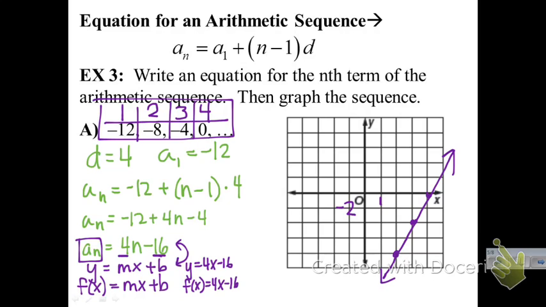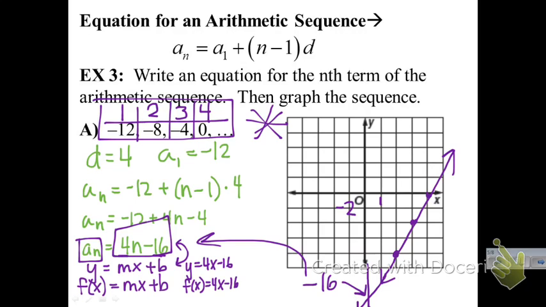If it were to keep going down 2 over 1, down 2 over 1, you would see eventually we would cross down here, and that point right there should be negative 16, the y-intercept, which you could get from our equation there. So I don't really care how you graph them. You can graph using this table we created, or you can graph using your equation that we came up with.